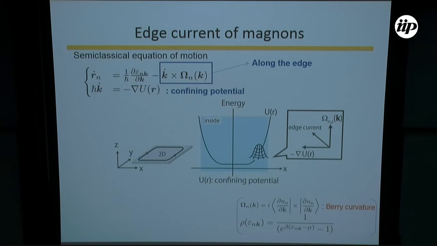If we consider the two-dimensional magnet, then the Berry curvature is always perpendicular to the plane by definition. In the two-dimensional magnet we have only two components of the wave vector, kx and ky, so the Berry curvature should point perpendicular to the plane. Summing up all this, k dot is perpendicular to the boundary of the magnet and within the plane, and omega is perpendicular to the plane. So this overall additional velocity term is along the edge of the system. It in fact describes the motion of the edge current, circulating along the edge of the system like that.